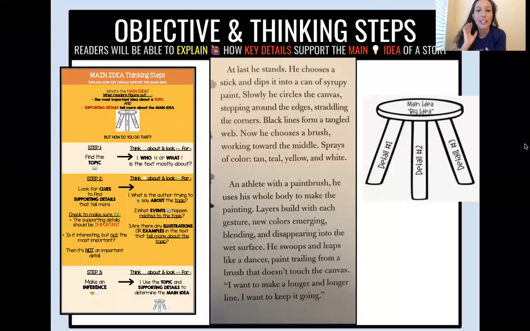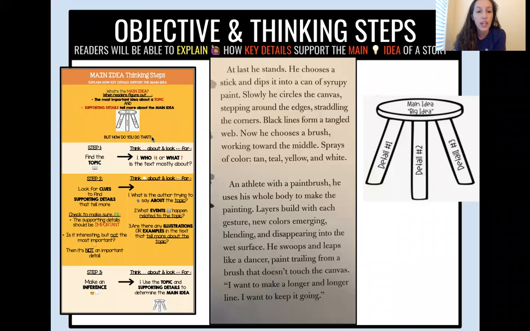Alrighty, friends, we are going to spend some time now rereading this page of this story, and we want to really think about what is the main idea? What is the big idea, what this page is all about, and what are some details that I can use to show my thinking? We're going to go back and forth, and we're going to use this chart right here to help us determine what is the main idea and what are some supporting details I can use to show it.